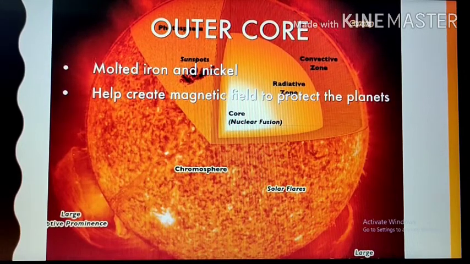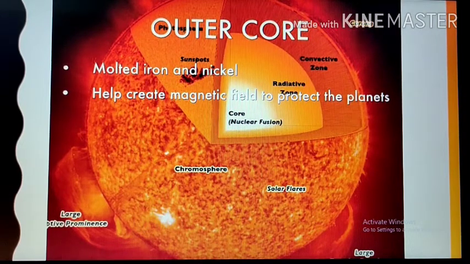Over here you can see the molten iron and nickel, and this helps to create a magnetic field to protect the planets. Now do you know that the deepest mine in the world is in South Africa? It is about 4 kilometers deep. In search for oil, engineers have dug a hole about 6 kilometers deep. Now to reach the center of the earth, which is not possible of course, you will have to dig a hole 6000 kilometers deep on the ocean floor.